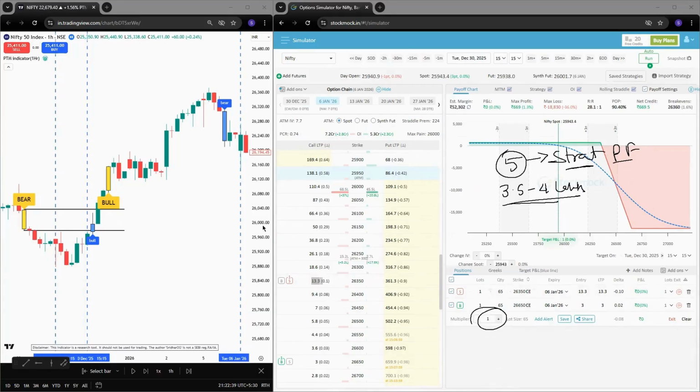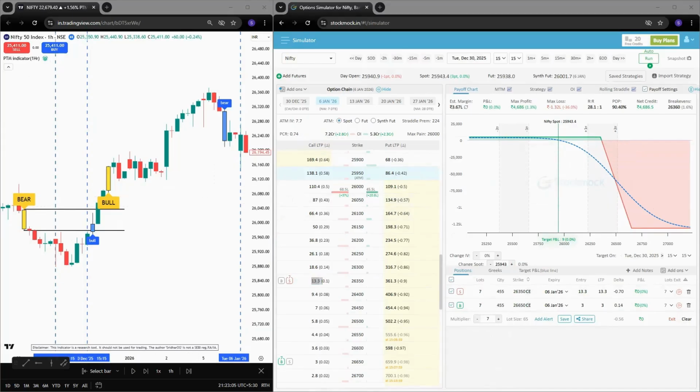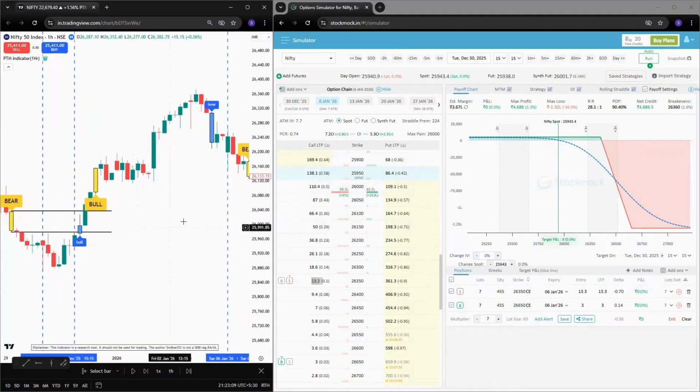So I'm increasing it. Estimated margin you can see is 50,000 for one lot. I'm increasing the size, 2 lots, 3 lots, 4, 5, 6. We have reached 3.14. Now 3.67. So totally 7 lots I have used here, and 3.67 has been locked. Remaining, I don't need to apply. Done. So that's all. Now I just have to go forward.